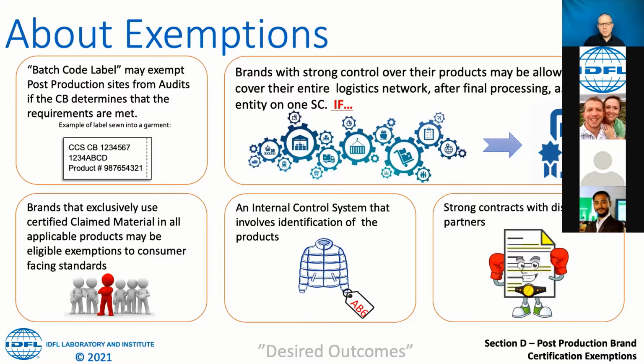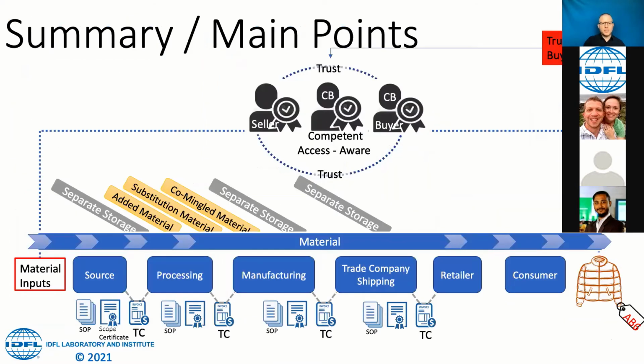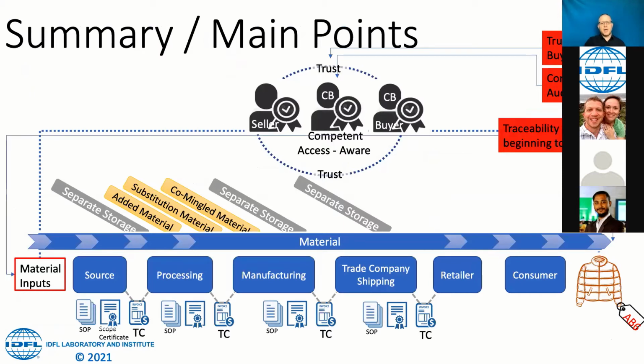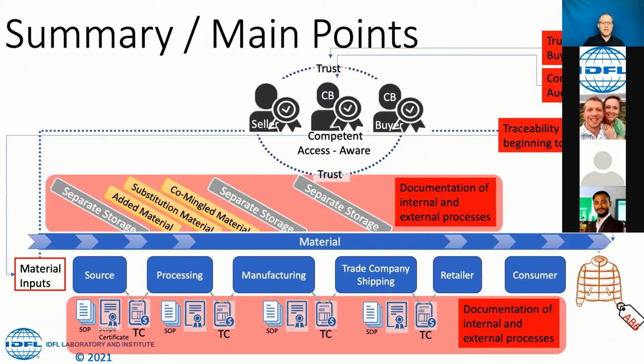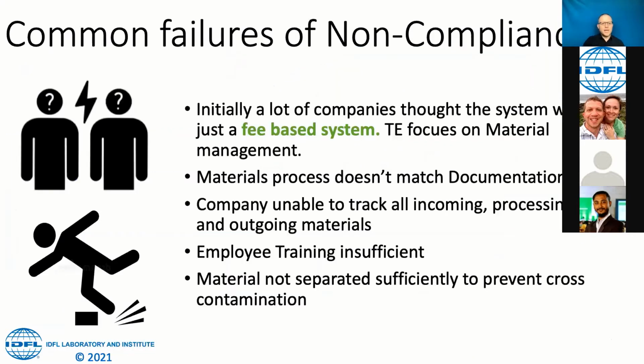Here is just a quick summary of the standard. There has to be trust between the buyer and seller, confidence within the auditor, traceability from beginning to end, and documentation of internal and external processes. The common failures that we see is, when these standards originally initiated, a lot of people just thought if they paid Textile Exchange $5,000, then they'd be okay.